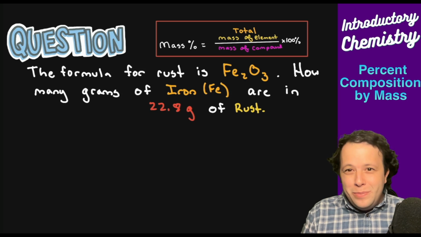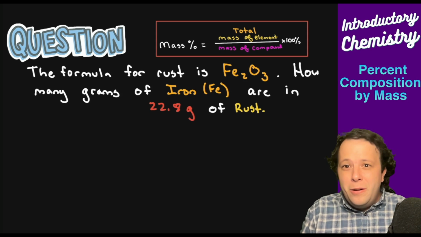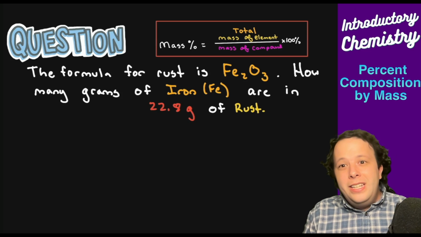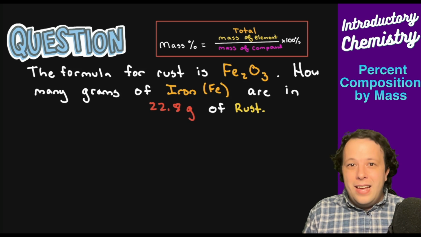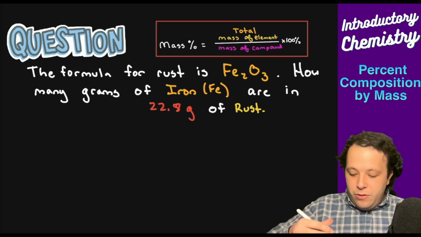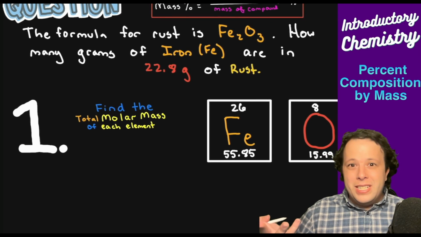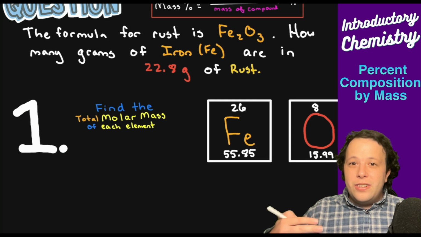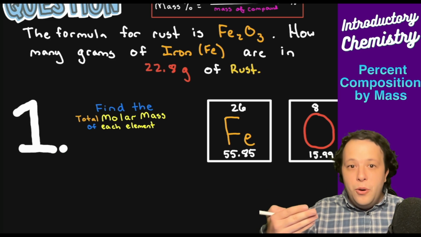This one's a little bit of a stoichiometry problem, but this is something that will help you figure out how to use empirical formulas. We only need to find the mass percent of iron in this case. So what is that mass percent? Let's go through it with our first step, which is to find the total molar mass of each element. We have the molar masses here, and we are only interested in iron, but we still need both pieces to find the total molar mass.